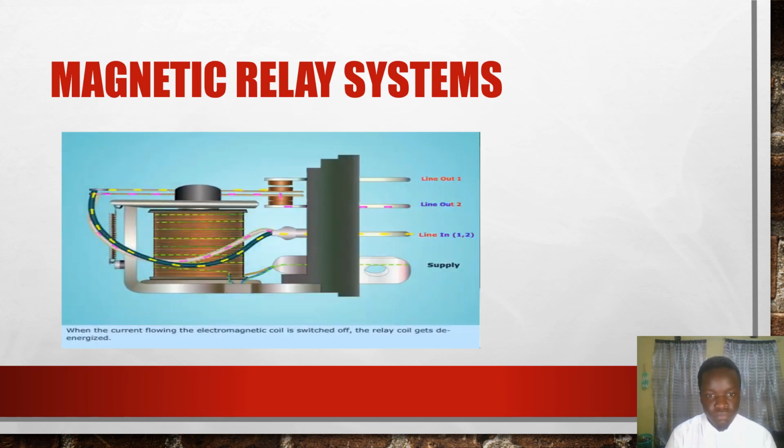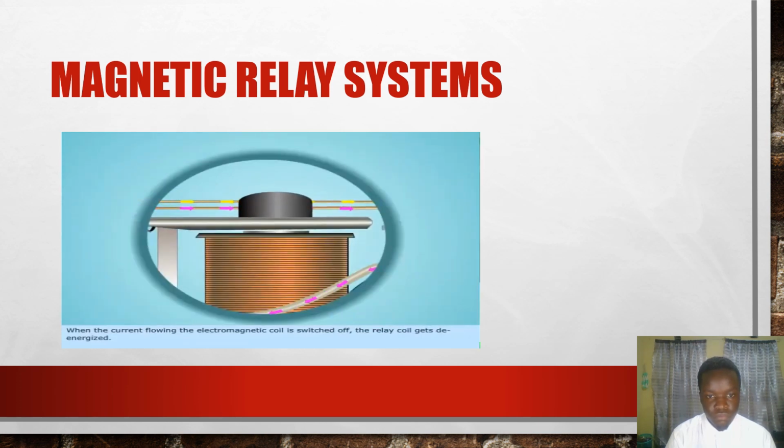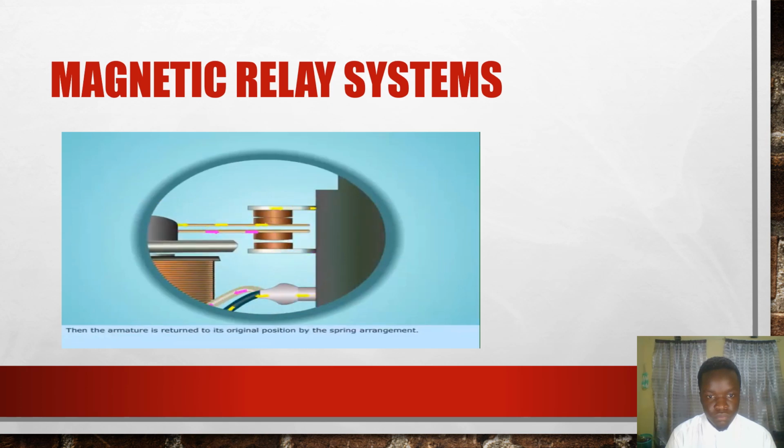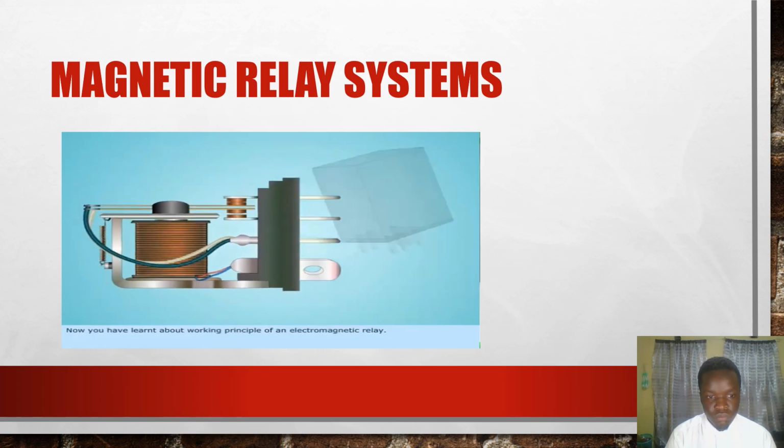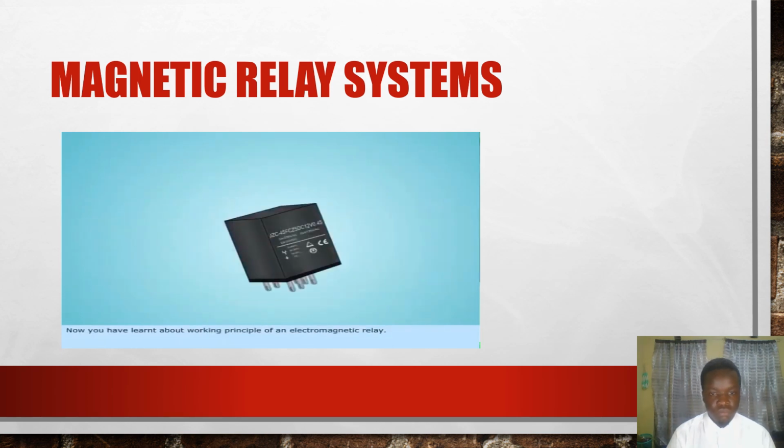When the current flowing through the electromagnetic coil is switched off, the relay coil gets de-energized. Then the armature is returned to its original position by the spring arrangement. Hence, it restores the contacts to the normal condition with NO contacts open and NC contacts closed. Now you have learnt about the working principle of an electromagnetic relay.